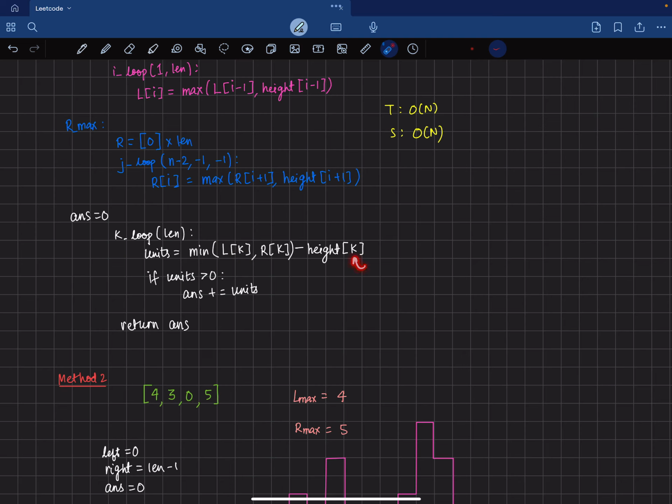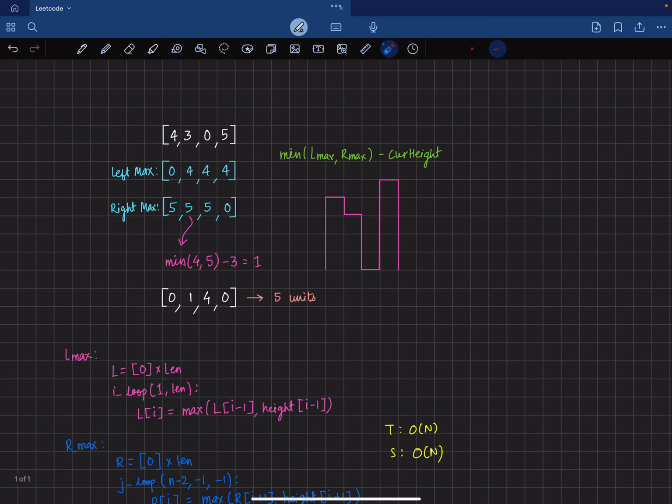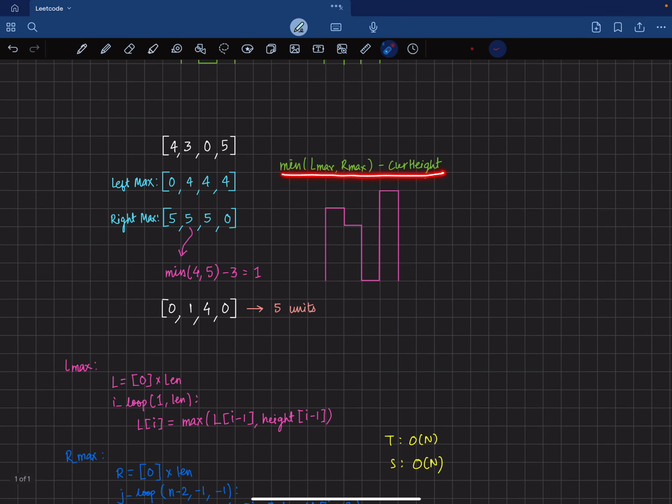I'm subtracting the height, the current height at index k. If my units is greater than 0, it would mean that we can trap water, so we will sum it up. Oh, by the way, every time we do these calculations, our value might be either greater than 0, less than 0, or equivalent to 0. If our value is either equivalent to 0 or less than 0, in that case, we will assume that the total amount of water that is getting trapped is 0 units.